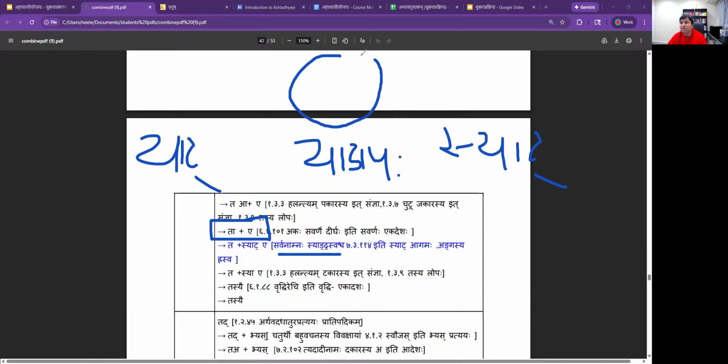So all Akaranta words is a bigger circle. All Akaranta Strilinga words is a bigger circle. Akaranta Strilinga Sarvanama Samyaka words is a smaller circle. Therefore, Sarvanamna Syat Hraswasya is coming for an Abanta Anga by blocking the Yat Agama.